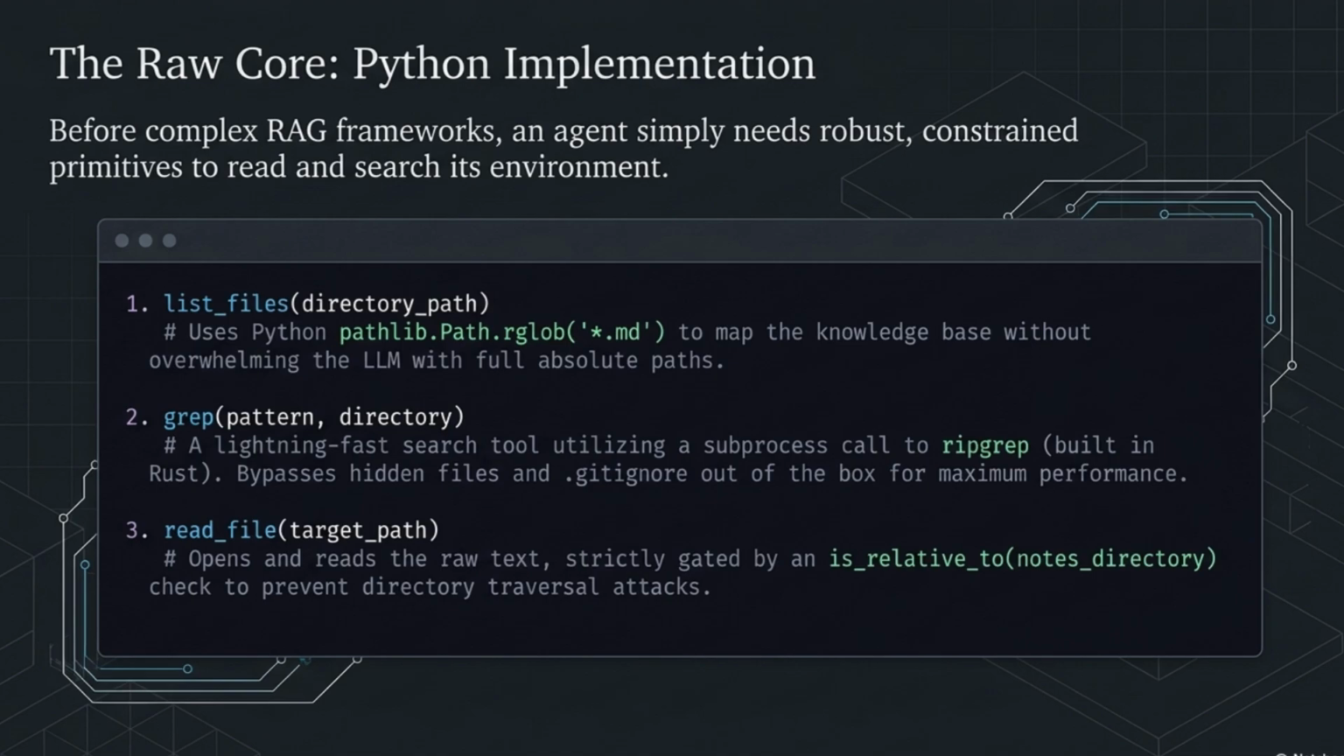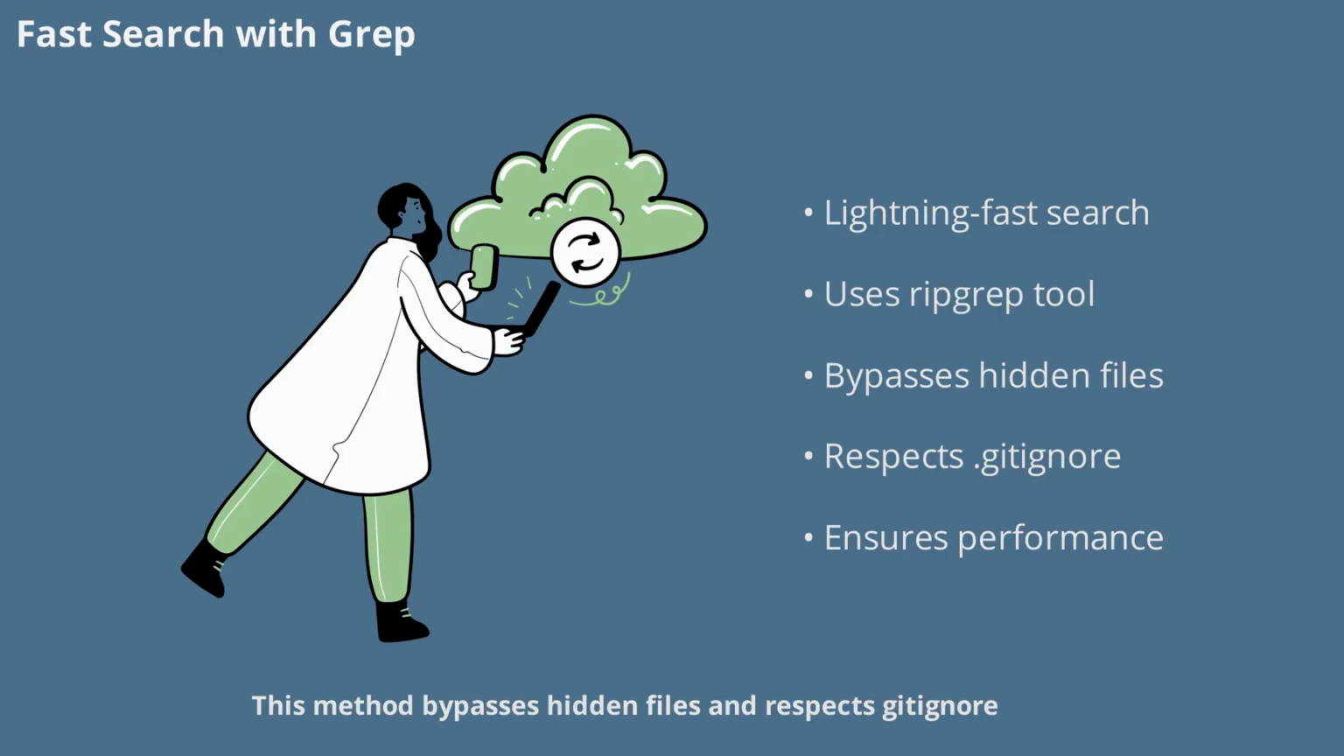For lightning fast search, the grep function leverages a subprocess call to ripgrep, a tool built in Rust. This method bypasses hidden files and respects gitignore, ensuring maximum performance and security. Fast, targeted search is critical for responsive agentic systems, especially when dealing with large knowledge bases.